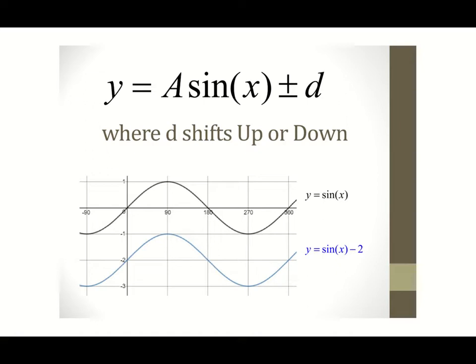So what we know so far is that right here, A, that's our amplitude, and that is multiplying to make it skinnier or wider, stretching or compressing. Now what we're going to look at today is adding or subtracting outside of the function, and that's going to move it up or down. Up is going to be plus, down is going to be minus.